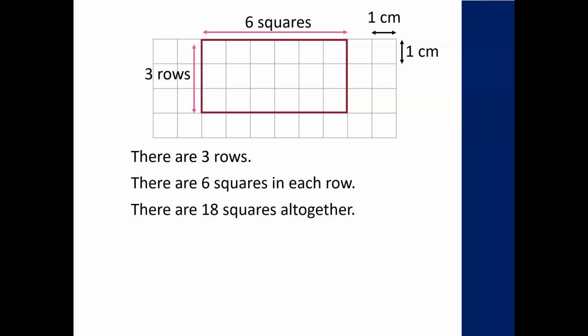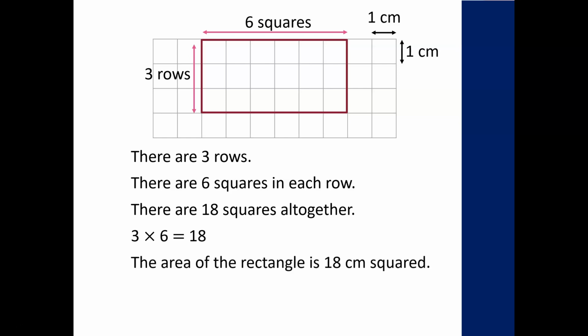We could of course count up the squares because there aren't that many squares. Counting to 18 doesn't take us that long. However, we can see we have 3 lots of 6. 3 rows of 6, which is equal to 18. We know that from our times tables. Therefore, the area of the rectangle is 18 centimetres squared because each of the squares is 1 centimetre squared.